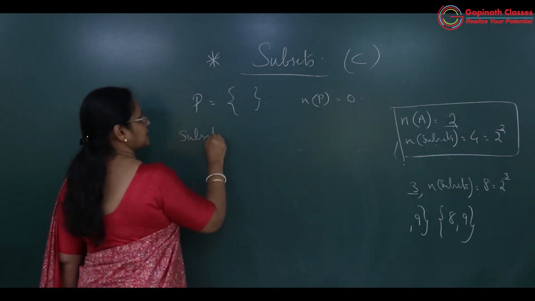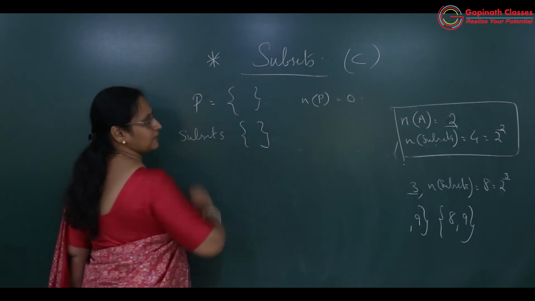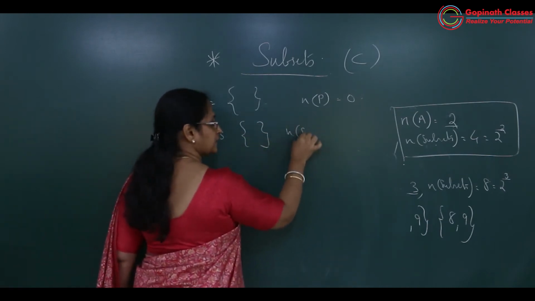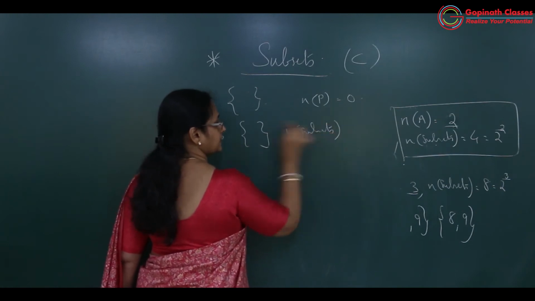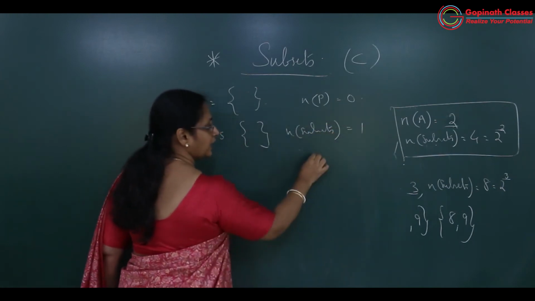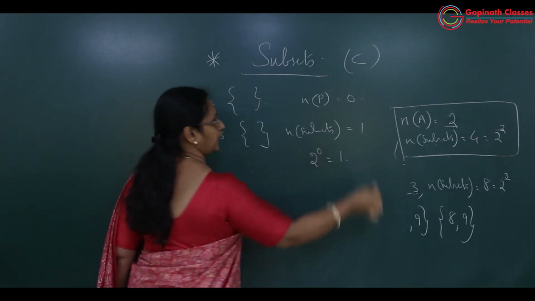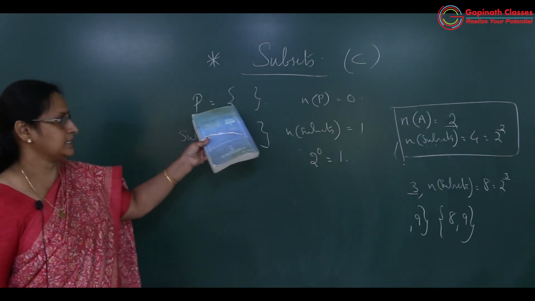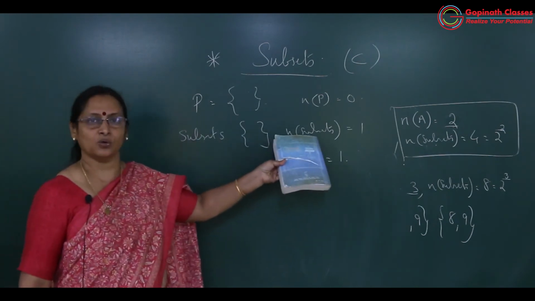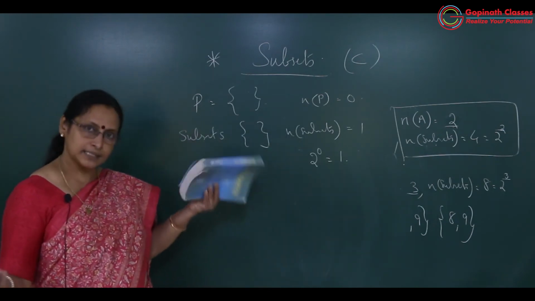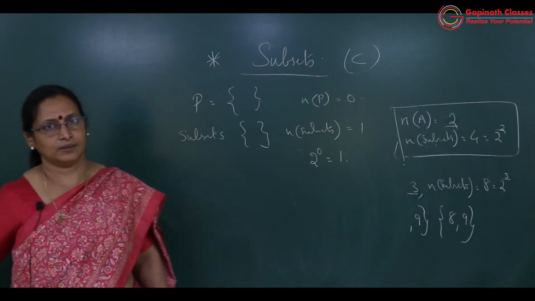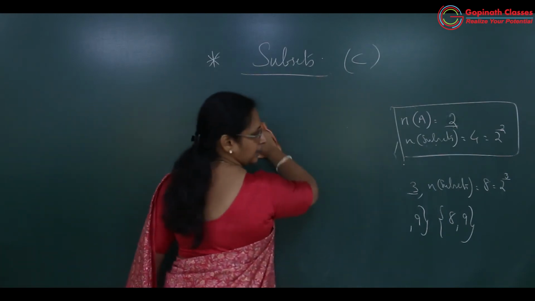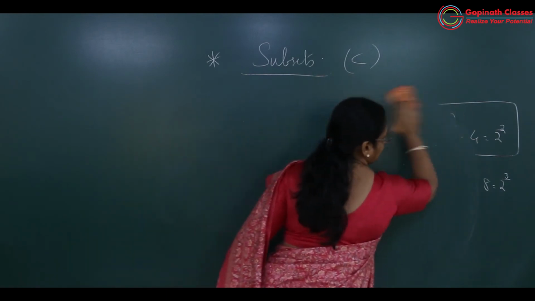What is the subsets of this? It's same null set itself. तो how many subsets are there? Number of subsets. कितने subsets है? 1. How are we getting it? 2 raised to 0. You know any number raised to 0 is 1. So 0 elements है तो 2 raised to 0. So how many subsets will be there? The same itself. Null set.